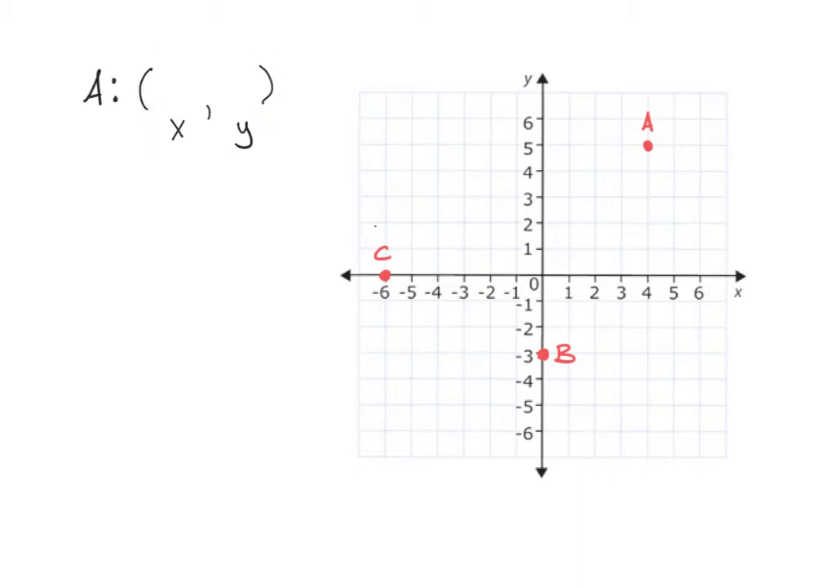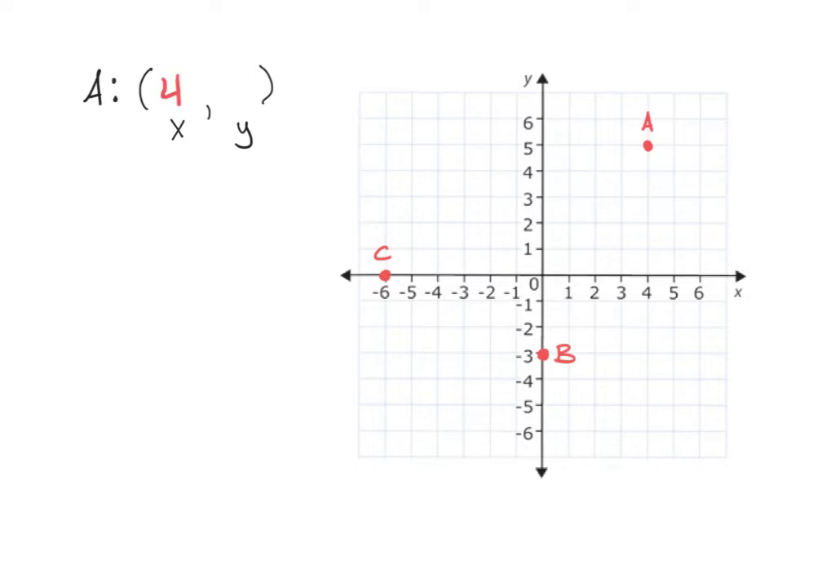To find the x value of point A, I'm going to start at the point and then go down until I intersect with the x-axis. When I do that, I see that the x-coordinate of point A is 4. So that is the first number I am going to write inside my parentheses.